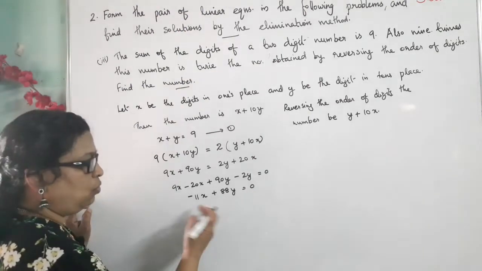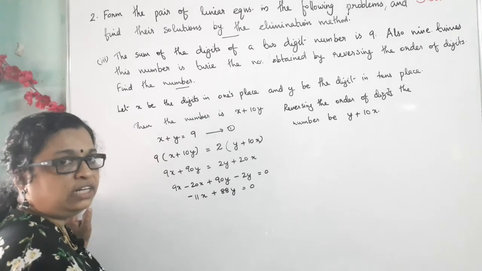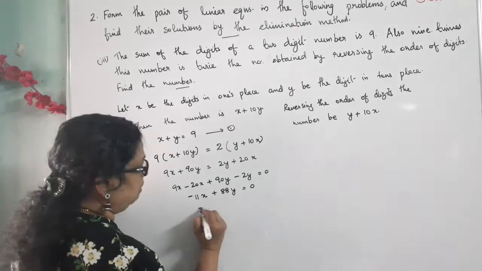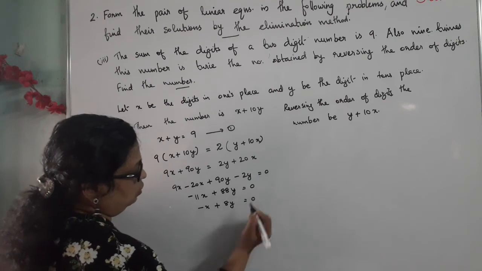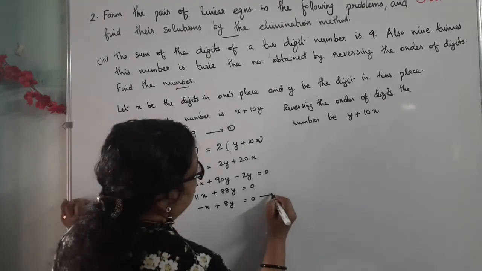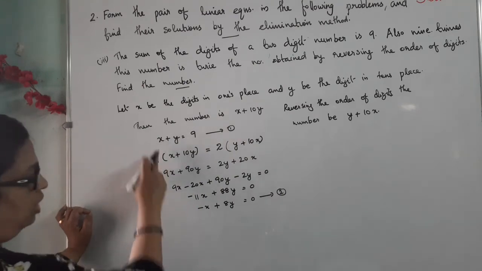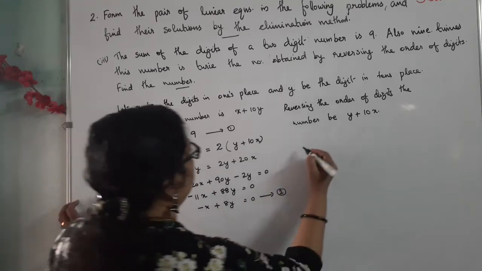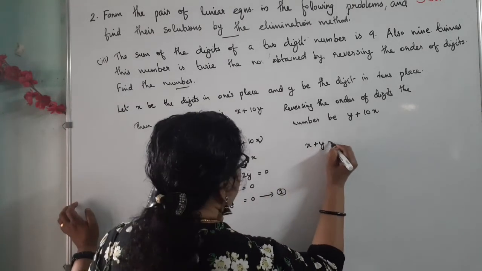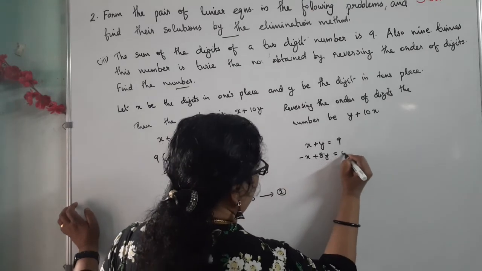So 11 is common, that we can take outside, or throughout this equation we divide by 11, that is −x + 8y = 0. This is equation number 2. Here the coefficient of x is 1 and here −1. So we can add these two equations. That is x + y = 9 and −x + 8y = 0.